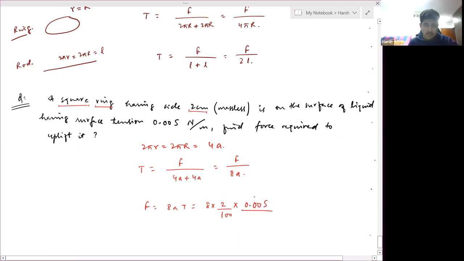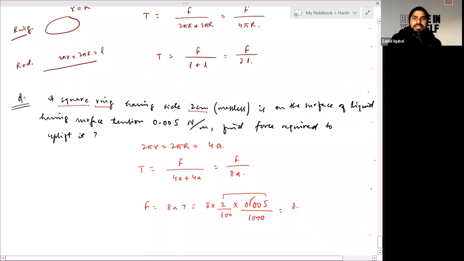0.005. So remove this decimal, so you'll get 10 to the power 3. 2 into 5 will be 10. So 8 into 10 divided by 10 to the power 5. 1 and 0 cancel out. So you'll have 8 into 10 to the power 4, or you may write 8 into 10 to the power minus 4 Newton.